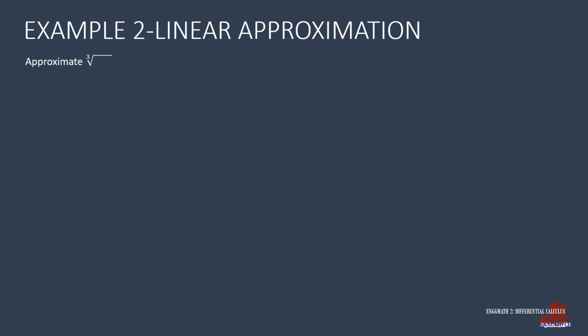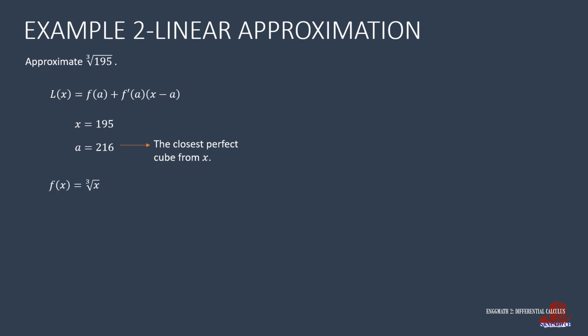Another example is to approximate the cube root of 195 through linear approximation. X is taken as 195, and a is the closest perfect cube from 195, that is 216. The function of x is the cube root of x, so the function of a is the cube root of 216, which is 6.